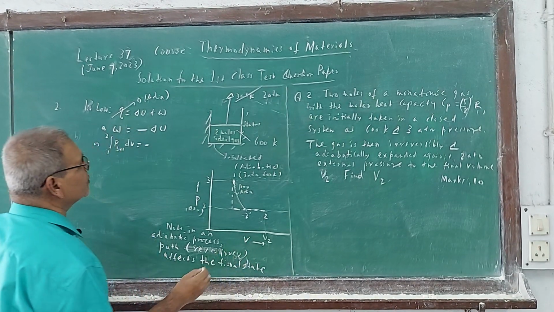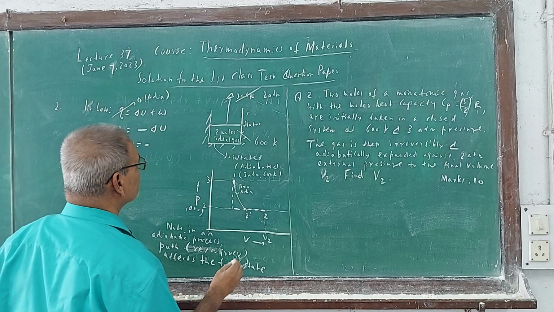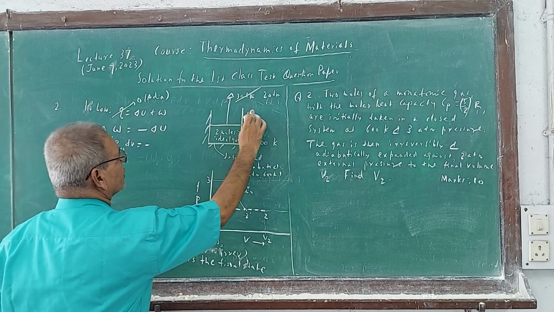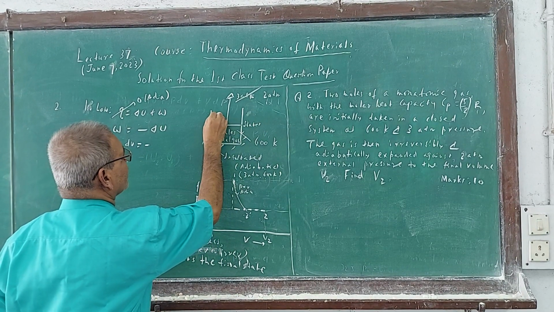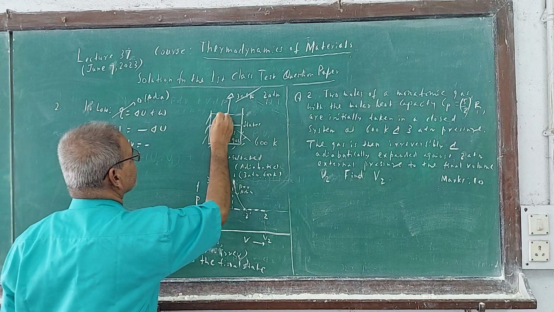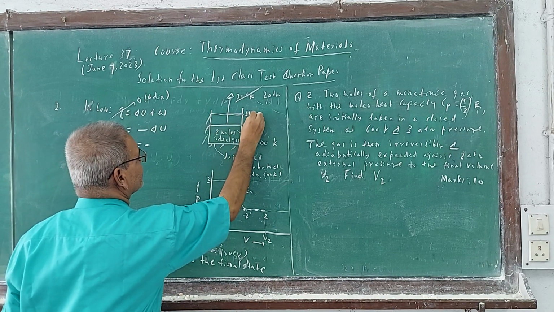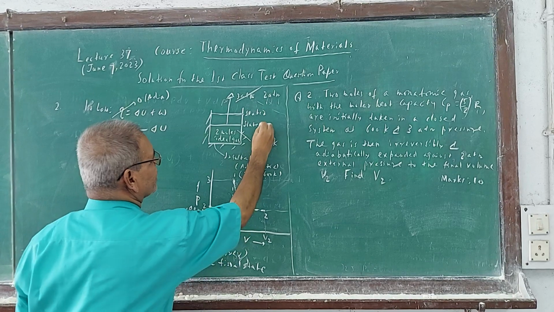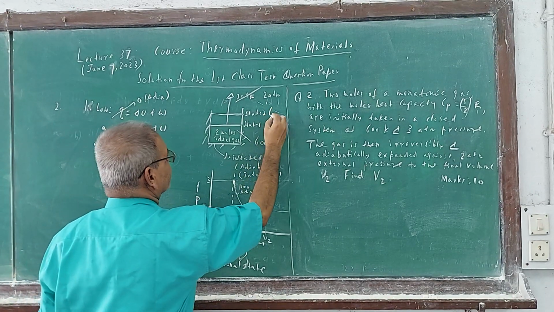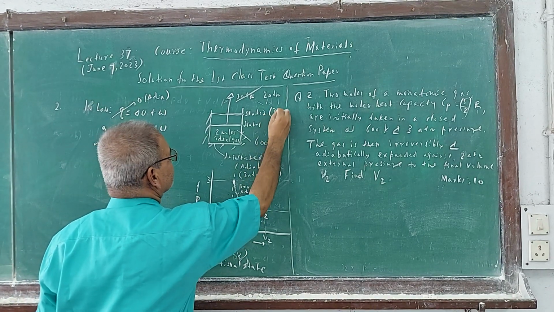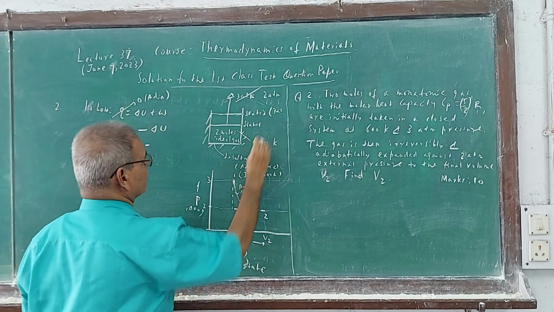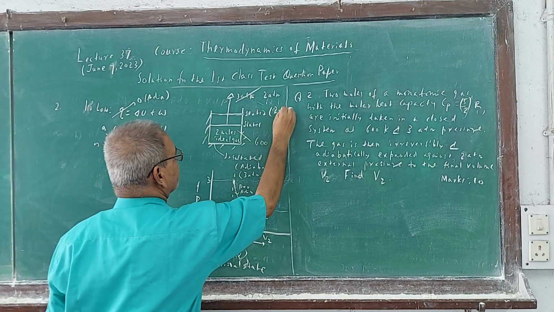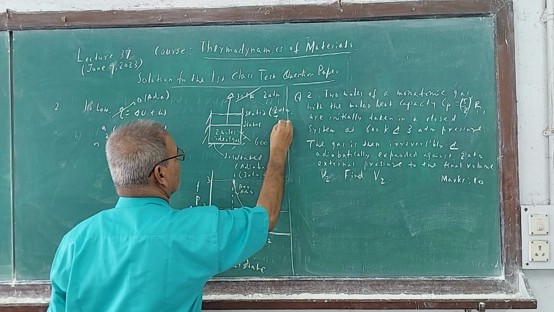At state 1, and the gas must expand to state 2. State 2 is: P2 is 2 atmosphere, and temperature and volume are both unknown.